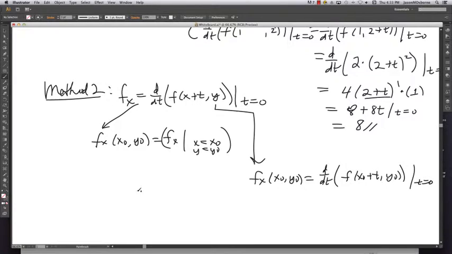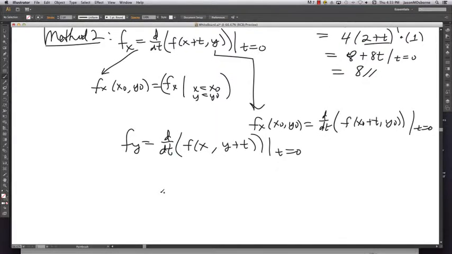Okay? If you want to take the partial derivative of f with respect to y, the derivative with respect to t of f of x comma y plus t, the plus t goes in the y entry, you set t equals 0.